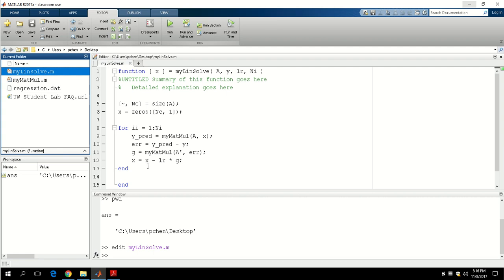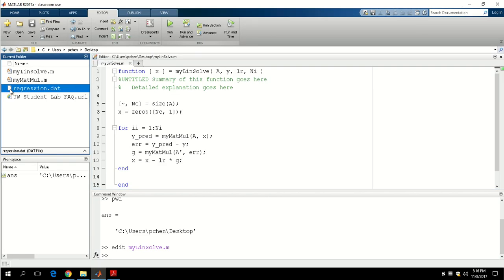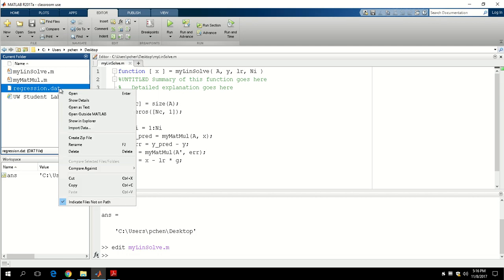In a previous video, we were using this particular function to solve linear systems. And this function is going to call our own matrix multiplication function. So we have both functions here. And then the data set that I was just showing you, the 20 data points, those data points are actually inside of this text file called regression.dat. It's just a normal text file.